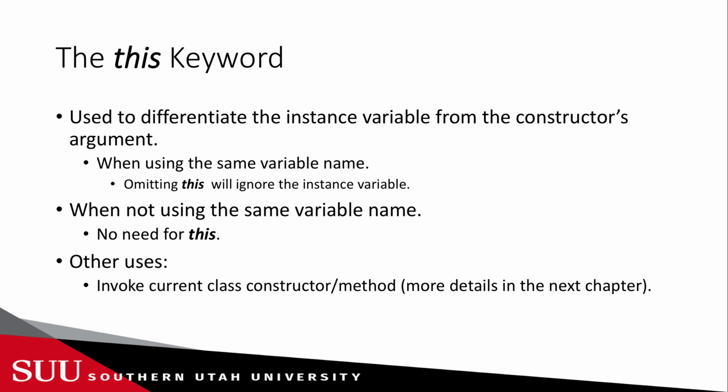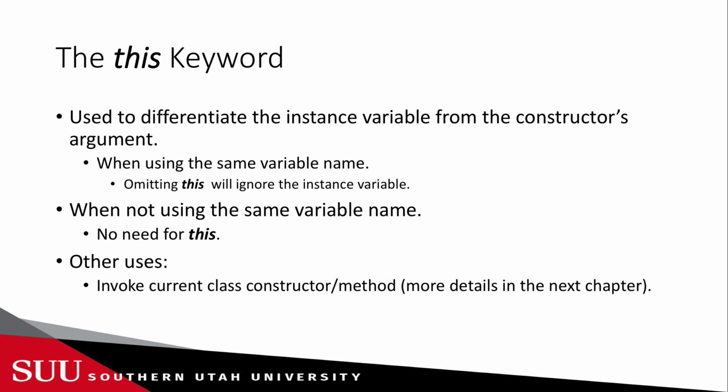Ignoring this will ignore the instance variable and will try to match whatever you have from the parameter to the parameter itself, and will ignore that, so you will have a null. When we are not using the same variable name in the arguments of the constructor, we do not need to use the this keyword. Other uses are invoking current class constructor or method.